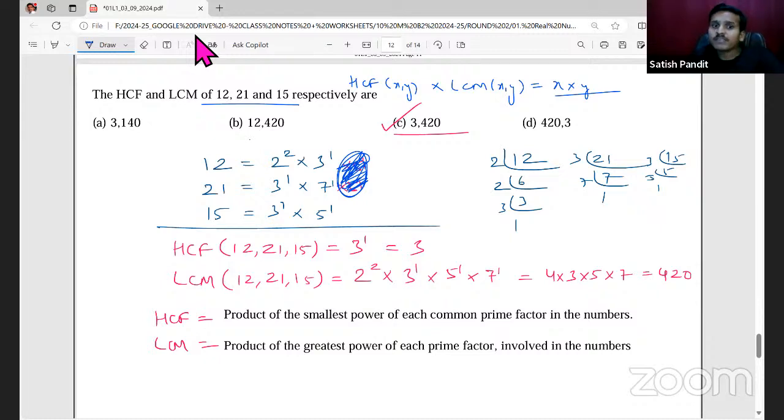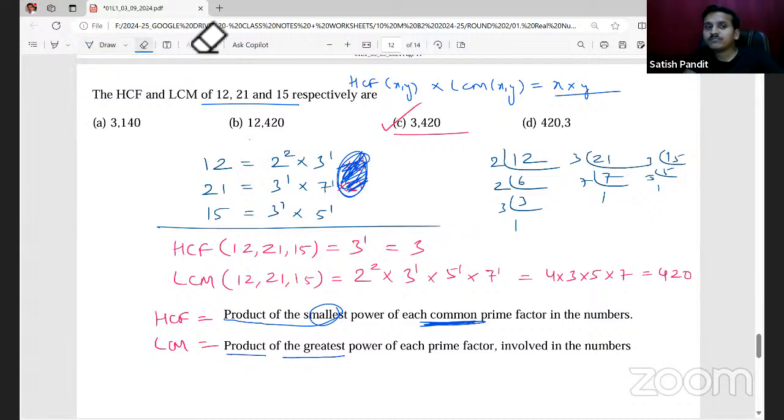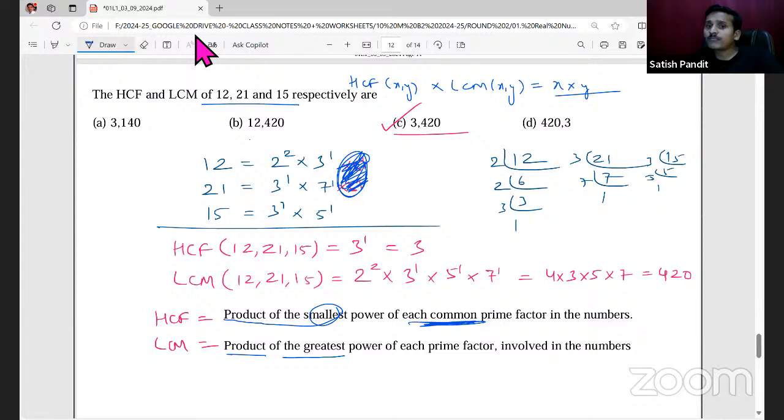When it is HCF, we have to find the product of the smallest power of each common prime factor. But in LCM, product of the greatest power. See, here only one number is common, that is 3. That is why we are not finding the product. If 2 numbers are common, we have to find the product, right? That is why product of the smallest power. Okay. So HCF is the product of the smallest power of each of the common prime factors occurring in the numbers, and LCM is the product of the greatest power of each prime factor. There is no common here. Each prime factor involved in the numbers we have to take. Yes or no, everyone?